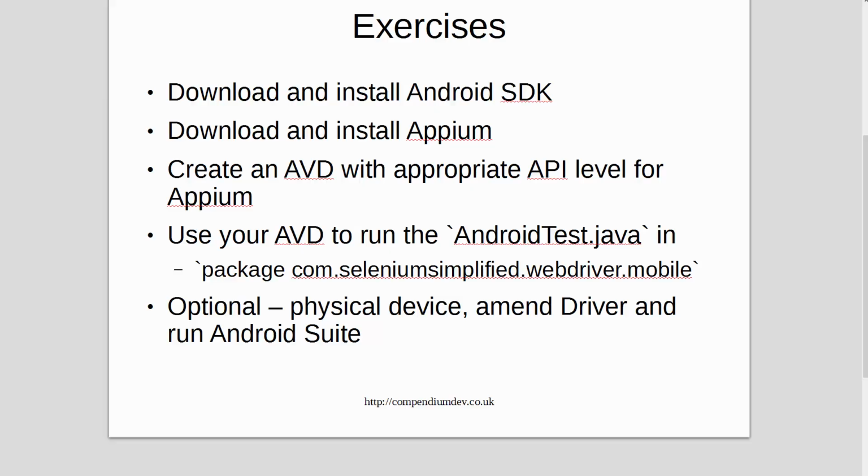But create an AVD, get it working, experiment with that, then try and run the very simple Android test in the source code, Android test.java. It's in the package com.seleniumsimplified.webdriver.mobile. If you can get that running on your AVD, then you know that you can experiment more with Appium on your machine. And then if you want to go further, you can try with a physical device. You can amend the driver code and run the entire Android suite that's in the test code base. But you've got enough information there to experiment and possibly extend your existing test work into Appium if you really want to.